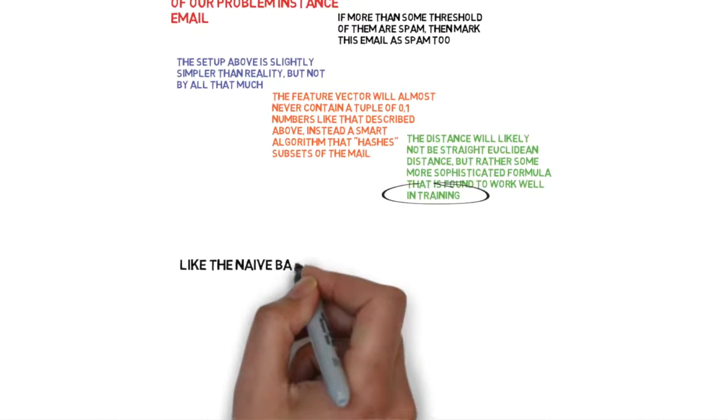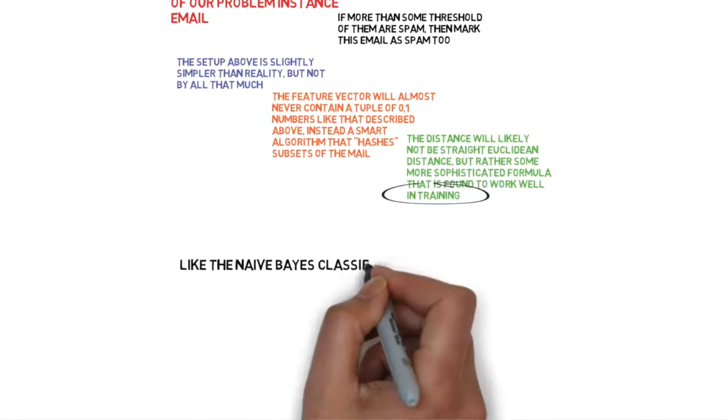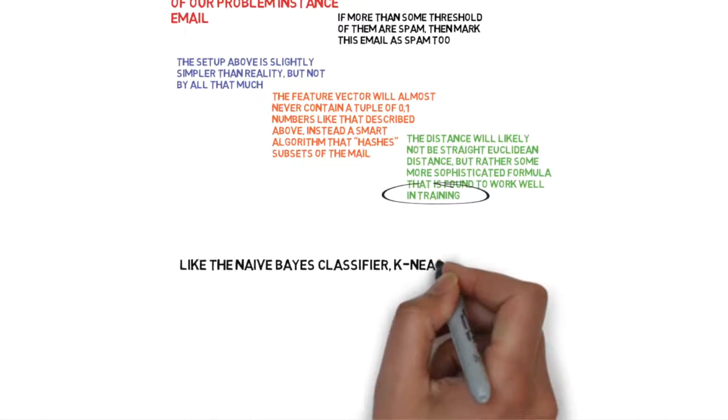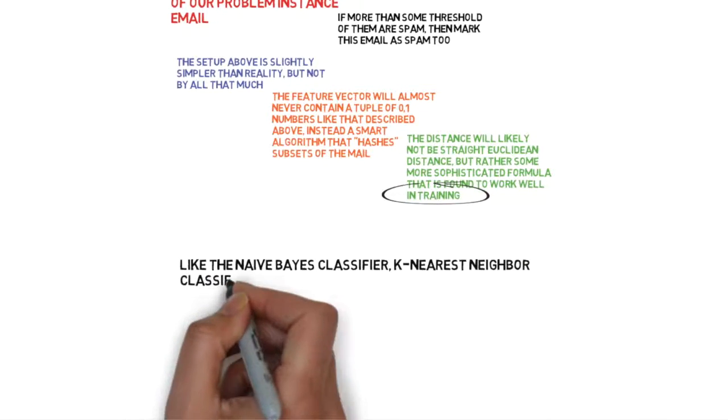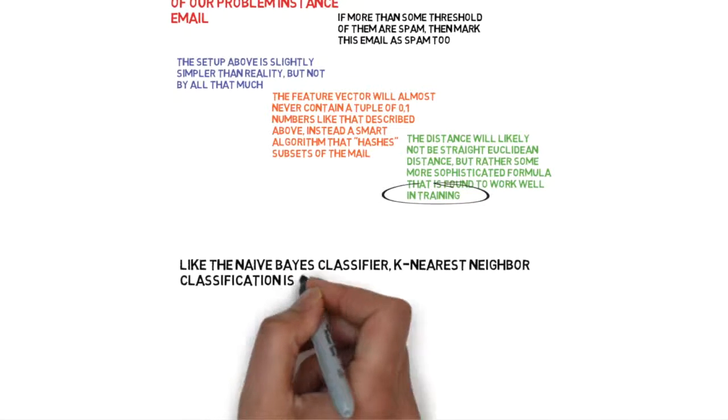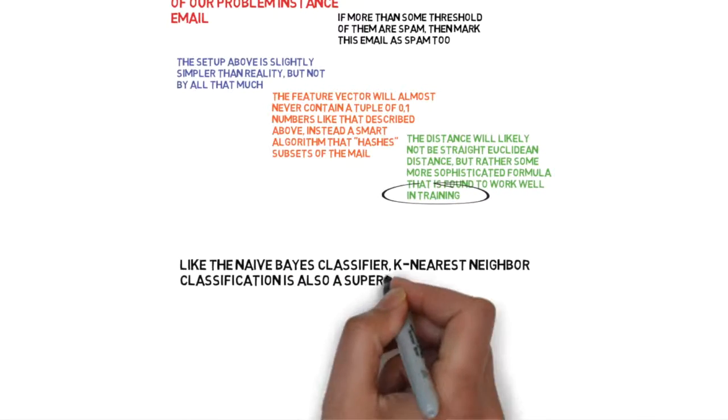Now, like the naive Bayes classifier, the k nearest neighbors is also a form of supervised learning because it clearly starts with a set of data which is already labeled.